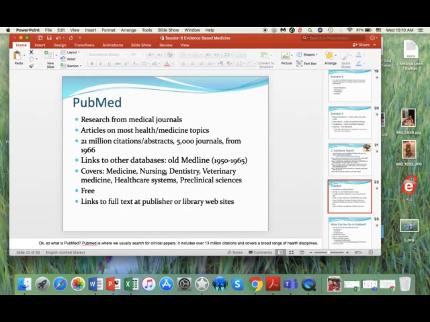It's free, and a lot of times it will take you to an abstract where you can read the abstract, and some of the articles will be free, but for other articles you can just read the abstract, and then you would have to actually pay to get the article.